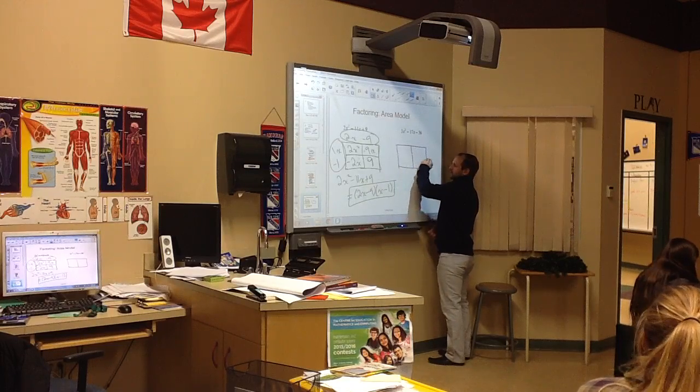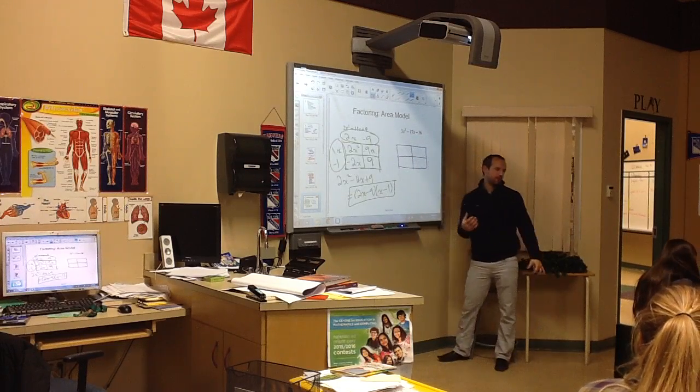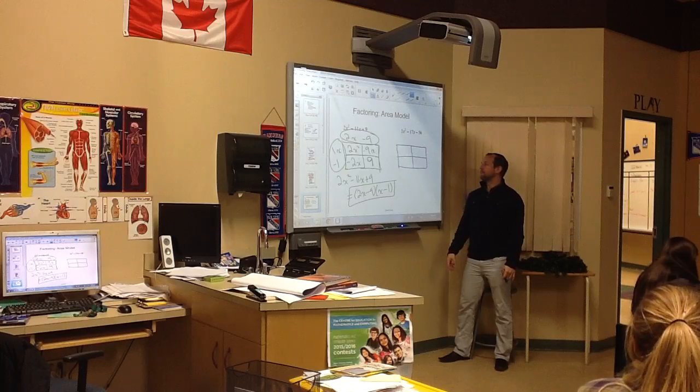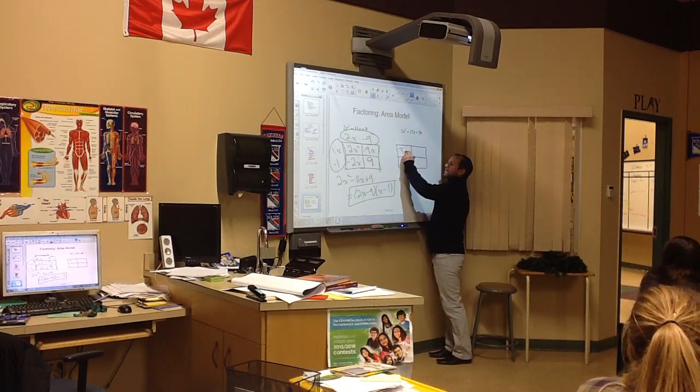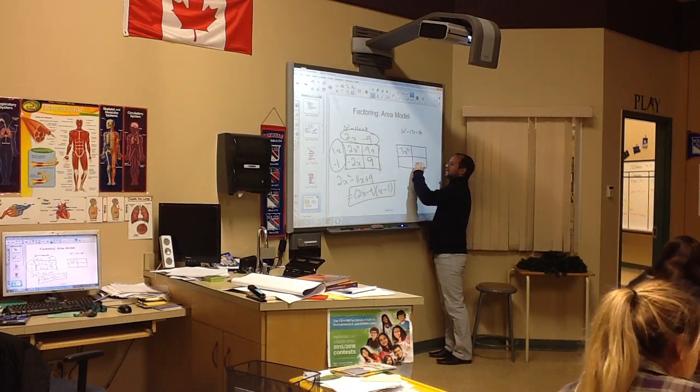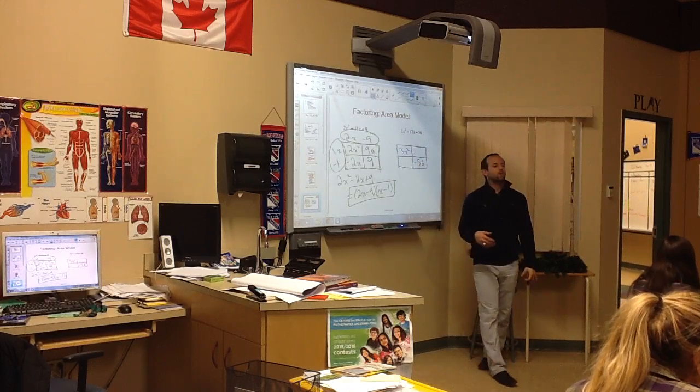I love that you guys are bringing this up. Mostly everybody had this part written down. What's the next piece that I can do? 3x squared. And? 56. Positive or negative? Negative. Thank you. Alright. Next step.